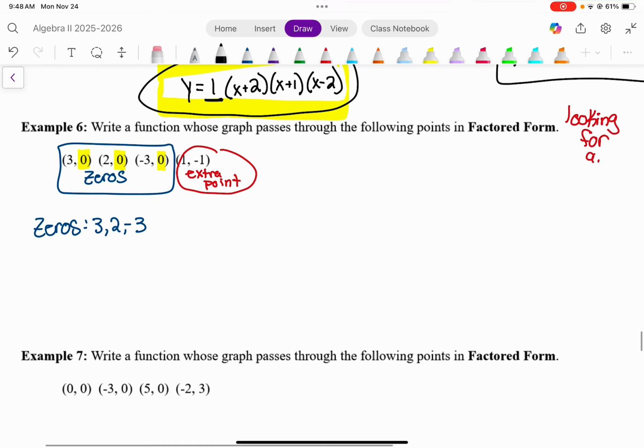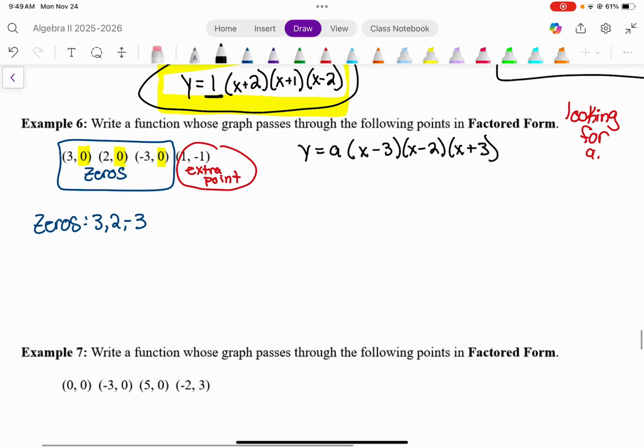So we're going to use that to set up our equation. Y equals, we don't know a, x minus 3, x minus 2, and x plus 3. And then, sorry, I forgot, we plug in our x and our y from our extra point. So y was negative 1, and x is positive 1.